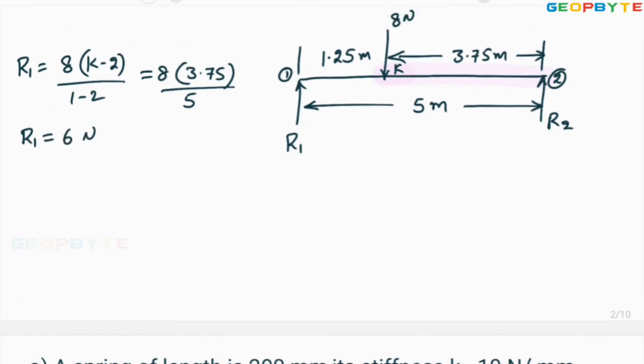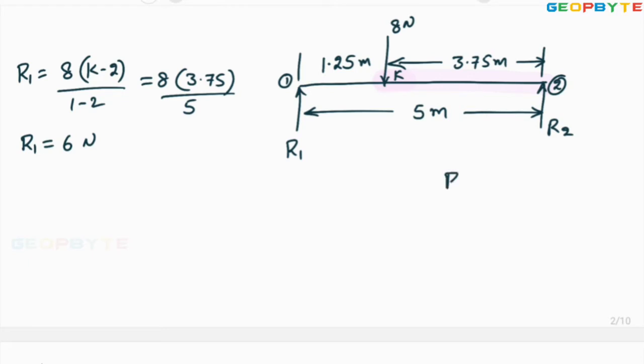If R1 equal to 6 newtons, what is R1 plus R2? R1 plus R2 equal to 8 newtons. Then R2 equal to 8 minus R1 equal to 8 minus 6 equal to 2 newtons. So R1 equal to 6 newtons, R2 equal to 2 newtons.